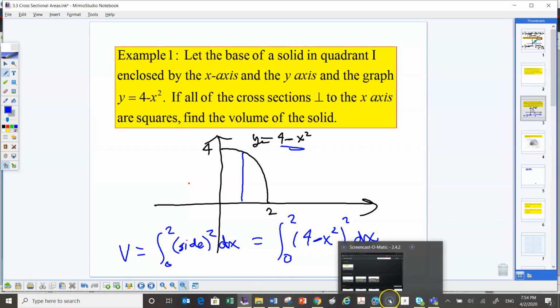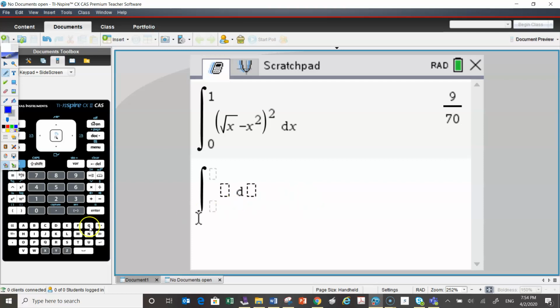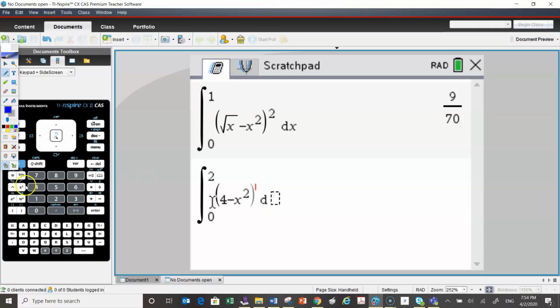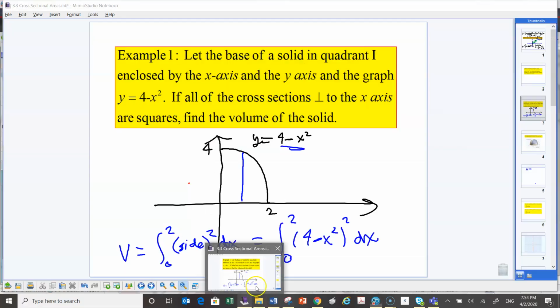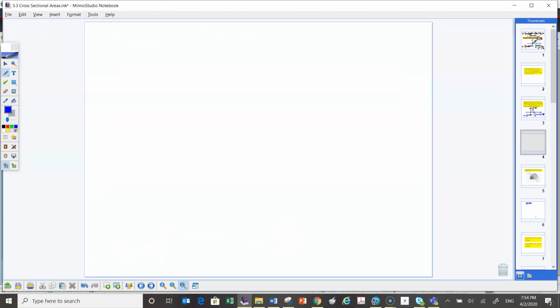So now to find the volume, I have to do the integral, and this time we said we're going from 0 to 2, and my integral was 4 minus x squared, all squared, dx, and that works out to be 256 over 15. So this would be 256 over 15.